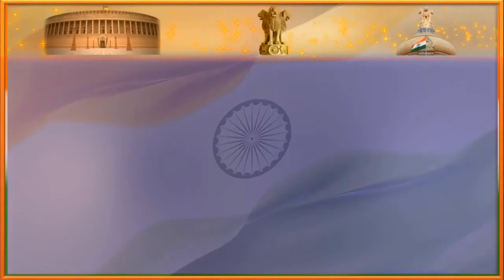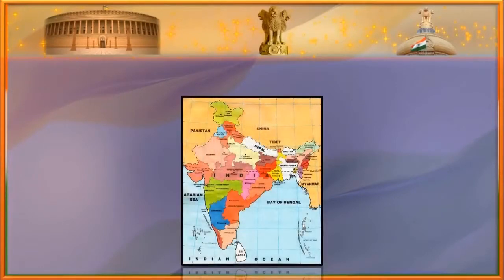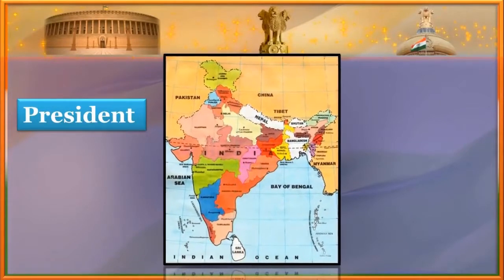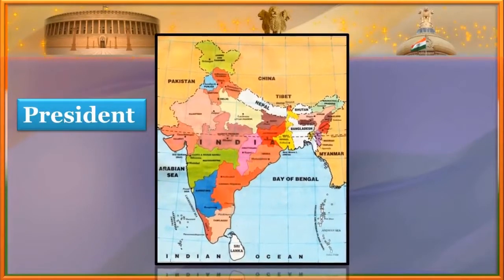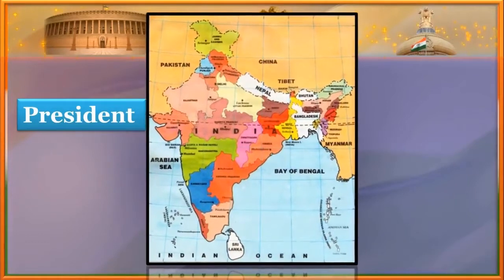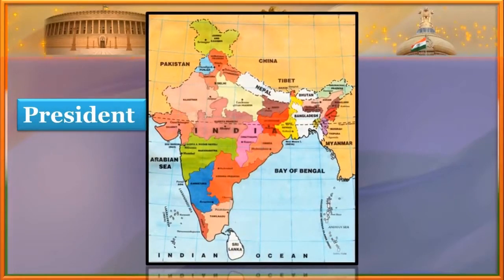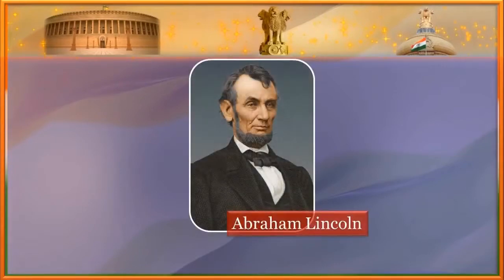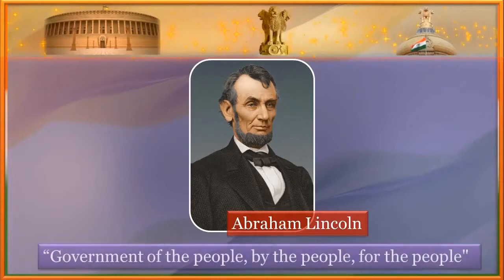Our own country is a democratic republic. The president is our elected head of state. The form of government in our country is representative democracy. The most famous definition of democracy was given by President Abraham Lincoln of the USA in the 1860s. He defined democracy as government of the people, by the people, for the people.